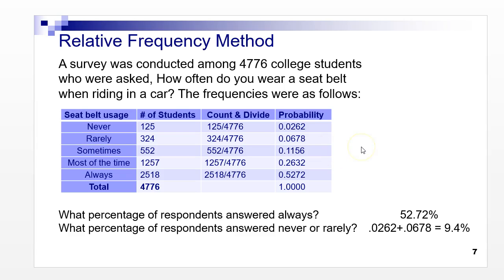Okay, so now what if the question said, what percentage of the respondents answered something other than always? 2 ways again to do that. Something other than always means not always. So I would add up all the probabilities of the answers that were not always. I would sum all those up and I would get 47.28%. Now I did not just add those up in my head. What I did is I used the second alternative. Not always is a complement. So I have the value for always, and I just subtracted it from 1. So if I subtract .5272 from 1, I get .4728.